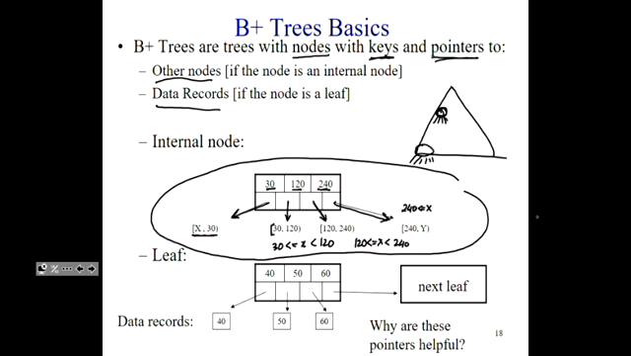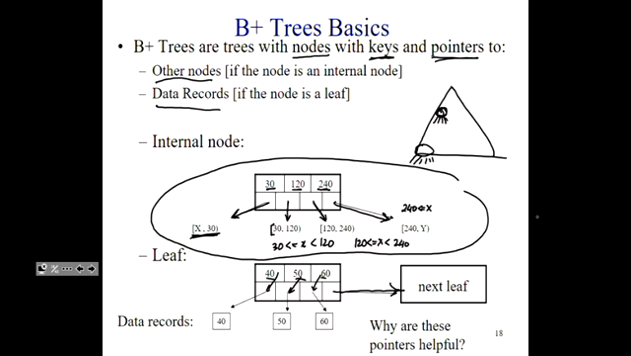The leaf is a little different. So the leaf has keys as before, but has pointers to data records instead of ranges. In this case, these are ranges that allow you to fine tune your search. This is instead pointers to data records. So you have a pointer corresponding to 40, a pointer corresponding to 50, and a pointer corresponding to 60. Furthermore, you have a pointer corresponding to the next leaf in your bottommost layer. Okay, is this clear?